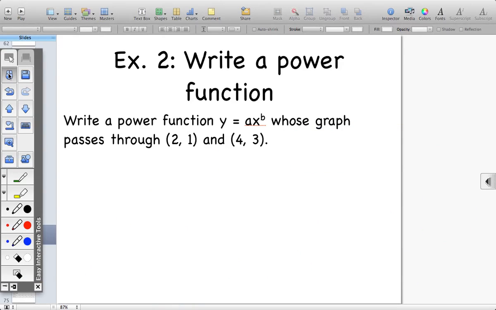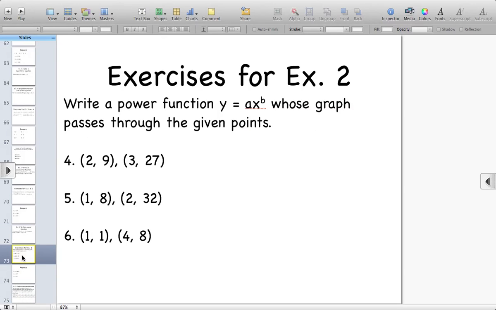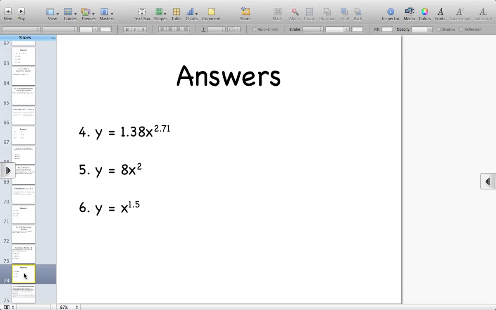All right, let's go ahead and take a look at our exercise questions for example 2. So here are the 3 questions. Again, same thing as before. Figure out what the function is for those 3 sets of points. When you're ready, press play to move on to the answers. All right, and here are our final answers. So I'll circle the ones you have questions about, and we'll make sure to cover them in class.